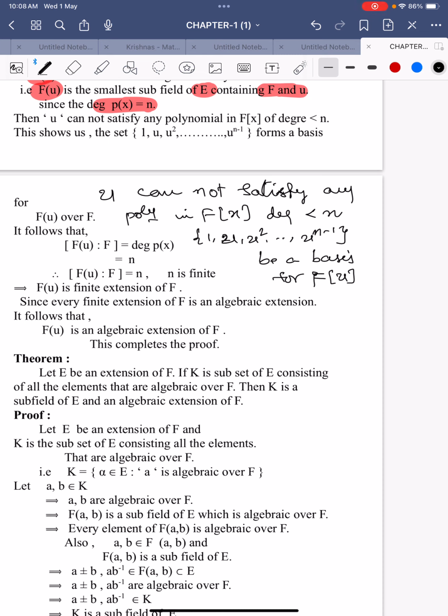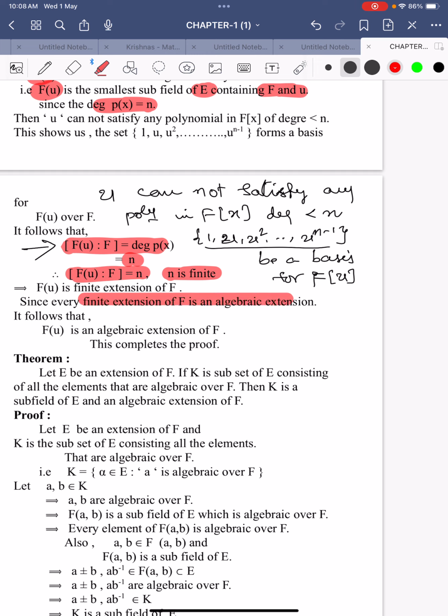Now it follows that if it is a basis, it contains only n elements. So the dimension of F(u) over F is equal to the degree of p(x). This is nothing but n. Therefore, the dimension of F(u) over F is equal to n, where n is a finite number. In the previous theorem, we learned that every finite extension is an algebraic extension. So obviously, F(u) is an algebraic extension of F. That is the required condition also.